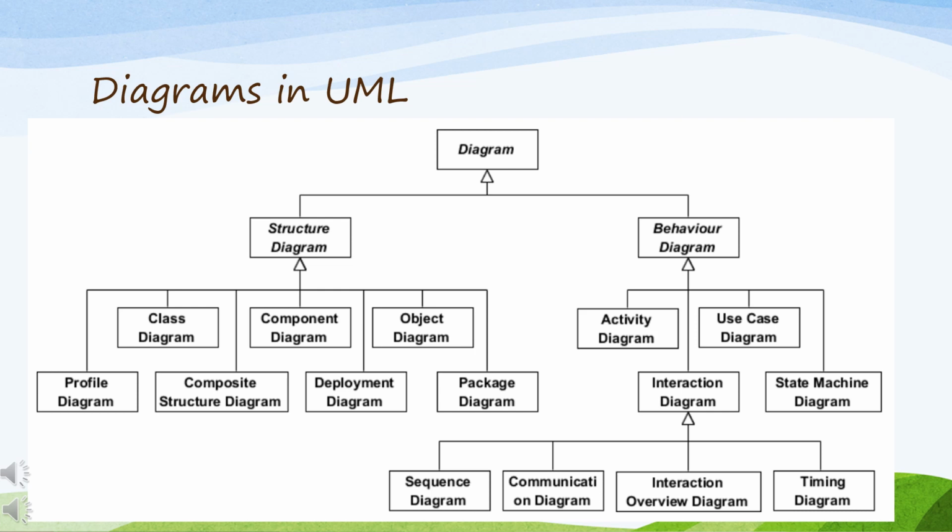Behavior diagrams show the dynamic behavior of the objects in a system, which can be described as a series of changes to the system over time. There are 7 types of behavior diagrams. The most famous ones are use case diagram, activity diagram, state machine diagram, sequence diagram, communication diagram, interaction overview diagram, and timing diagram.